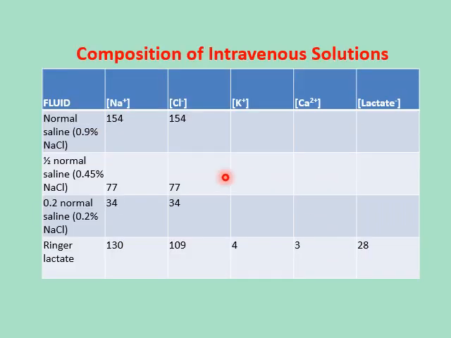2400 ml. Composition: normal saline, sodium 154, chloride 154. Half saline, 77 and 77. 0.2 saline, 34 and 34. Third glucose saline. Ringer lactate contains sodium 130, less than this, and chloride 109, but it contains lactate and potassium in addition to calcium.